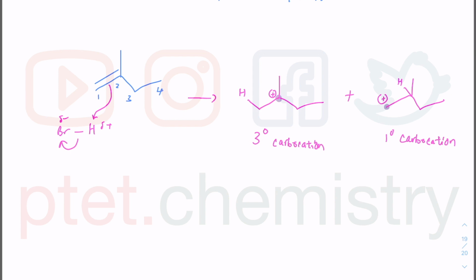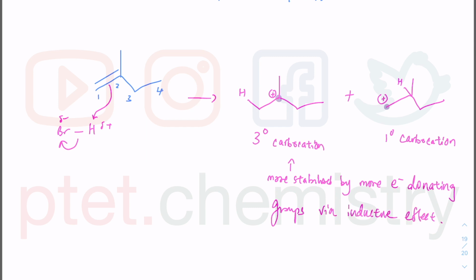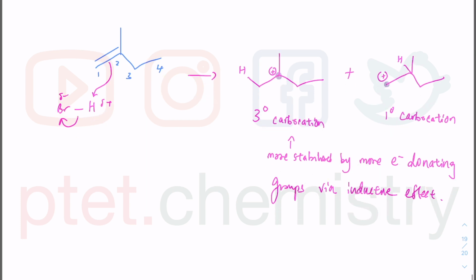Tertiary carbocation is more stabilized. So you say more stabilized by more electron donating groups. These are asked in theory papers, by more electron donating groups via inductive effect. So since they're electron donating, they help to stabilize the electron deficient center, and therefore it's a stabilization effect. As a result of it, I can then use my Br minus, showing the lone pair, to attack the carbon there.